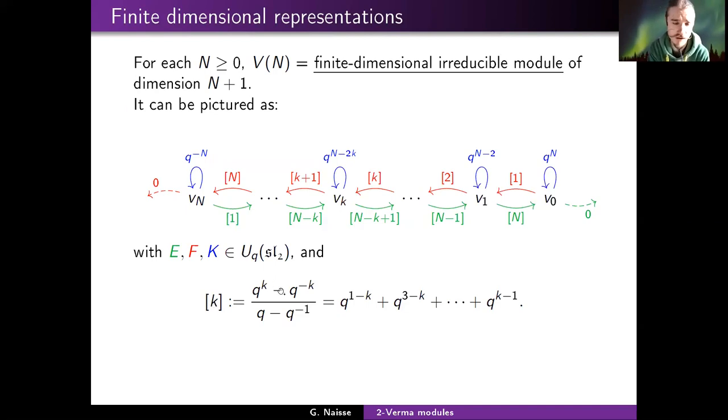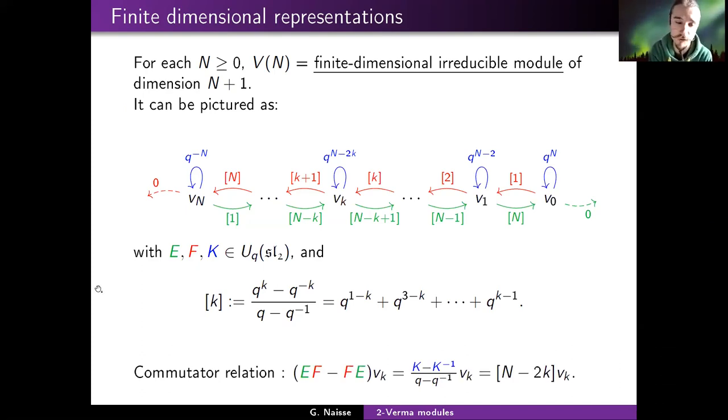So the quantum integer k is simply the fraction q to the k minus q to the minus k over q minus q to the minus one, which you can simplify as a finite polynomial of k terms. So if you specialize q to one, you will just have the integer k, the usual one. And so, for example, v1 will be sent to quantum two times v2 when I act with F. And essentially, you just need to verify one relation to check that it is indeed a representation of quantum SL2. And it is the so-called commutator relation, EF minus FE should be K minus K to the minus one over q minus q to the minus one, which is the quantum deformation of the usual SL2 relation, EF minus FE equals H. And in this case, you can easily verify just by doing computation by hand that this equality holds, and actually that it is equal to the quantum integer n minus 2k.